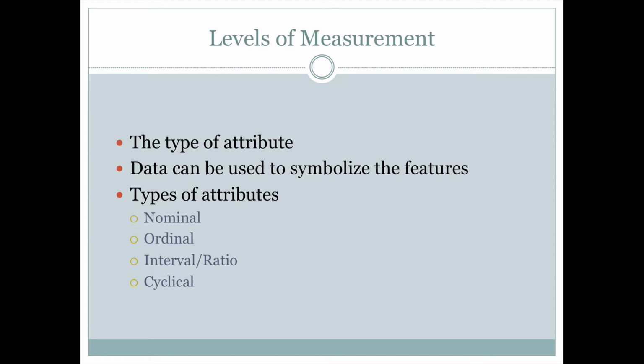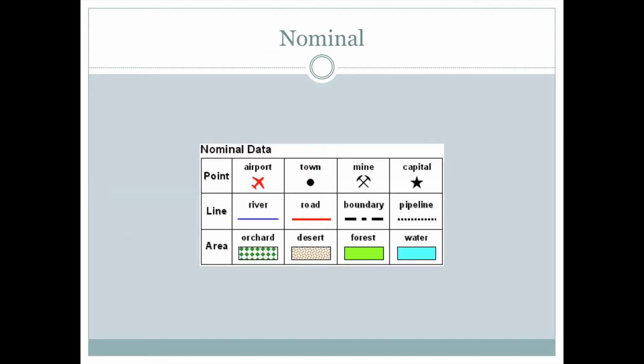We have four different ones: nominal, ordinal, interval/ratio, and cyclical. And we'll go through each of these now. Nominal just means that a point on the map has something associated with a name. So an airport, we might put on an airport symbol such as that, just to indicate that that's what that point on the map is.